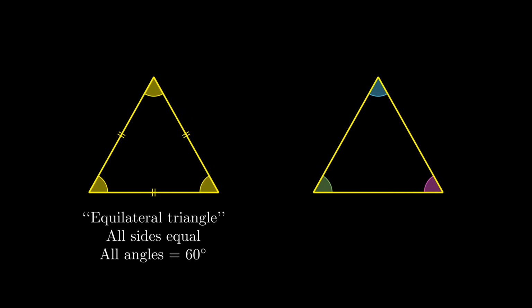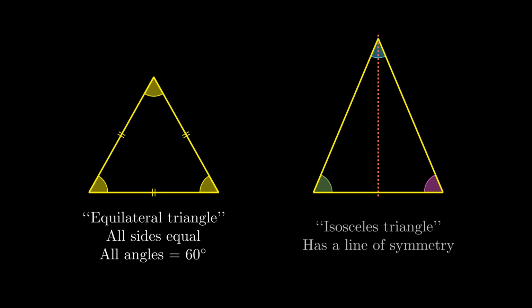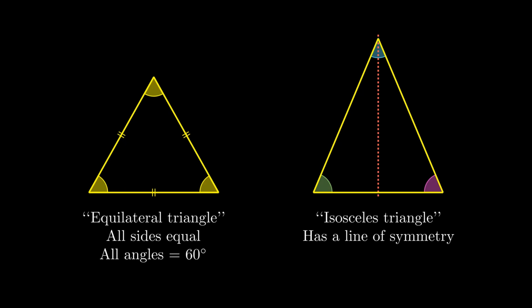We'll make one small change for this other triangle and pull just one corner up. So this type of triangle just has one line of symmetry running down the middle there. We call this an isosceles triangle. That symmetry line means two things. It means that two of the sides are the same length, and also that two angles here are equal too.